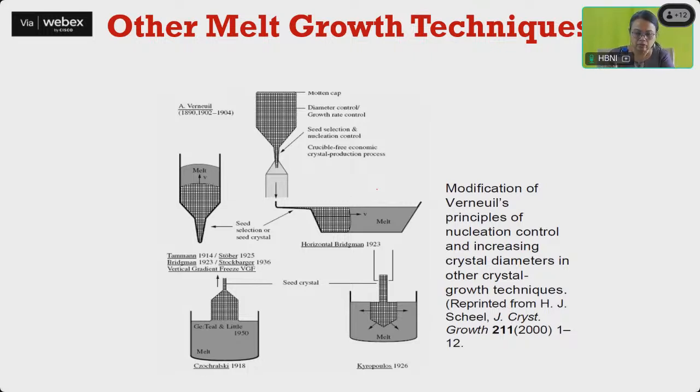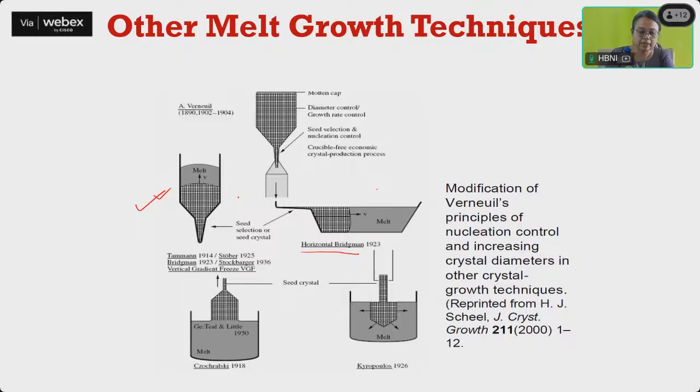So we have read the one crystal growth technique. Now coming to the other technique. This is the Bridgman technique. This is the vertical Bridgman technique, and this is the horizontal Bridgman technique.